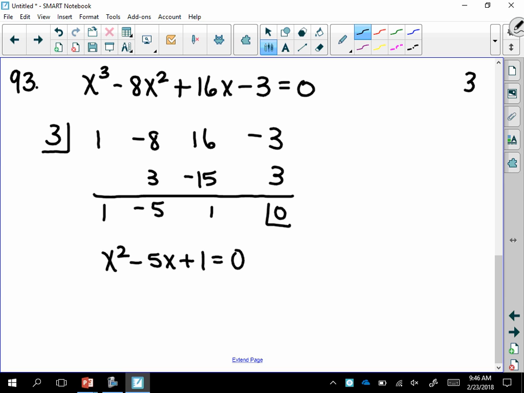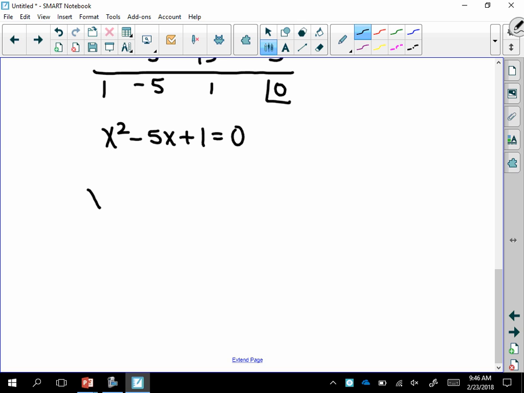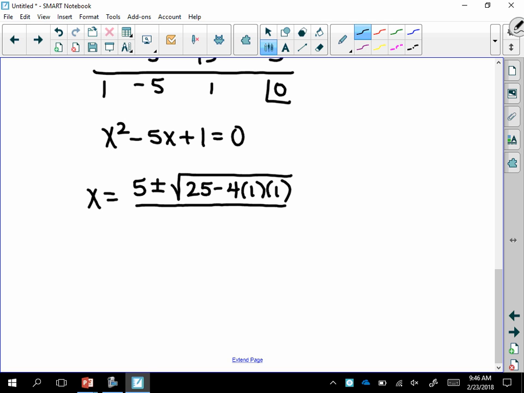I believe that's factorable. Okay, so now what do we do? Quadratic formula. So negative b plus or minus the square root of b squared minus 4ac all over 2a.